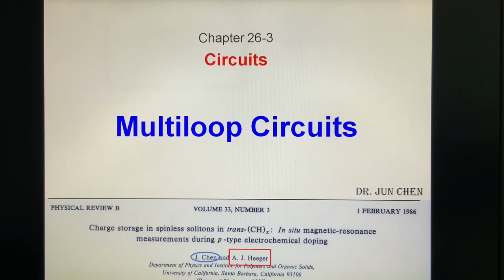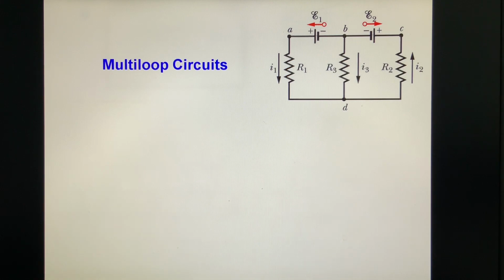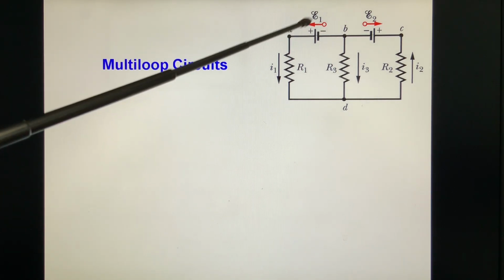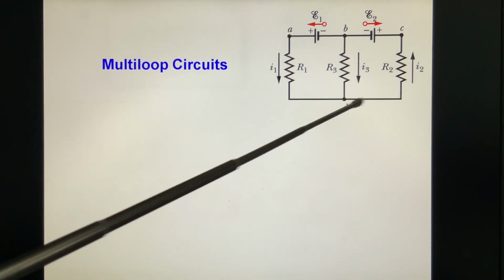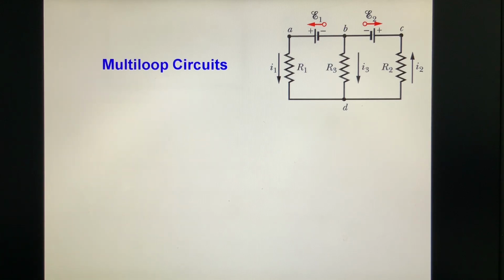Multiple loop circuits. This is a multiple loop circuit. How many loops do we have? This is one loop. This is one loop. Also, we have another loop, this big one. It looks like we have 3 loops, but actually, later on, you will see only 2 are independent.